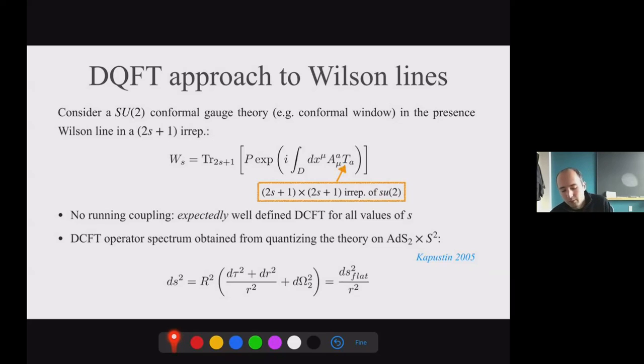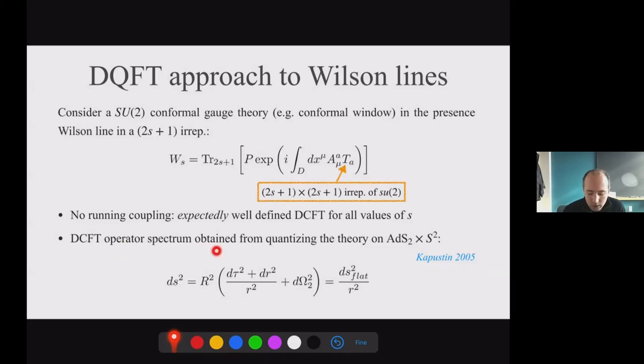And we expect that such Wilson lines define a well-defined conformal defect for all values of S. That's because there is no running coupling up front, and in the examples we know, we don't know relevant perturbations of Wilson lines. I don't know if I have a very good non-perturbative argument away from the superconformal limit.